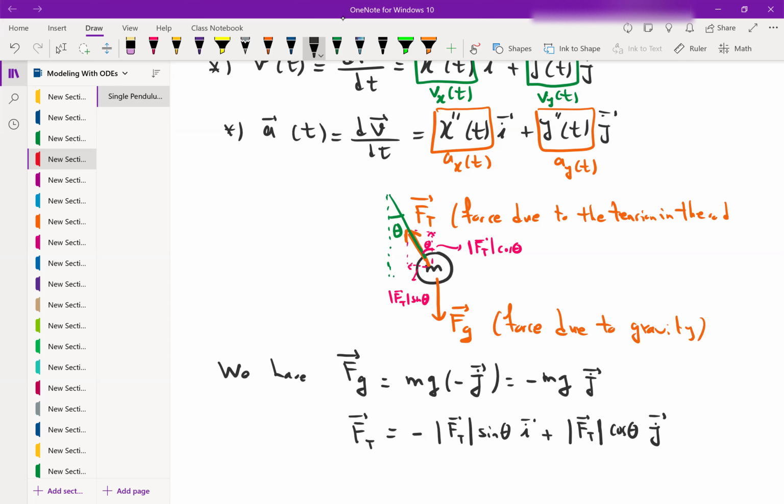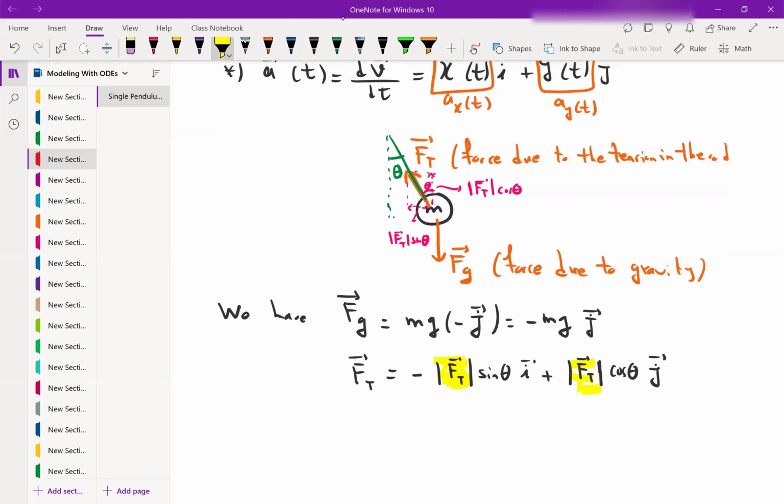Please notice that at this point, we do not know what this quantity is. The size of this tension force in general can depend on time, and we do not know what it is. Keep that in mind. This changes with time, and we do not know what it is. All right, so this is what we have for our forces. I just decomposed the tension force into two components, the horizontal component and the vertical component.